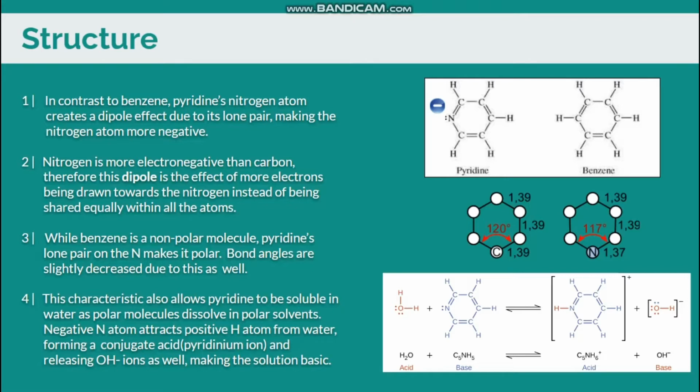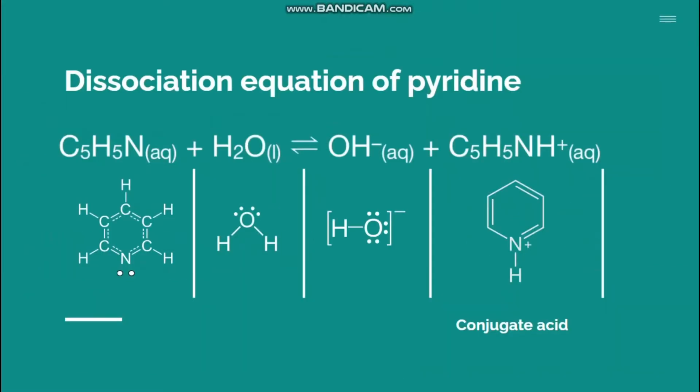this as well. Due to its polarity, pyridine is more soluble in water as polar molecules dissolve in polar solvents. As you can see in the following diagram, the negative nitrogen atom attracts the positive H atoms from water and forms the conjugate acid pyridinium, and releases hydroxide ions, making the solution basic. Here we can see the dissociation equation of pyridine in water and the structure of its conjugate acid, pyridinium.